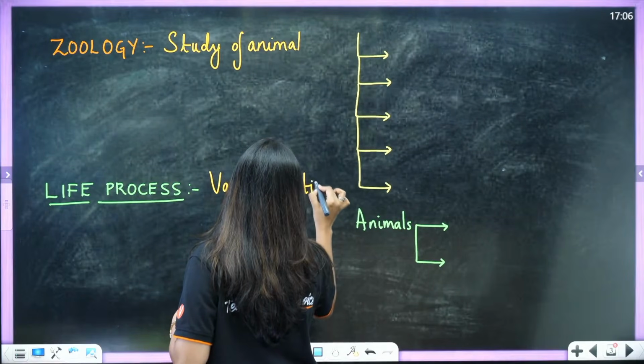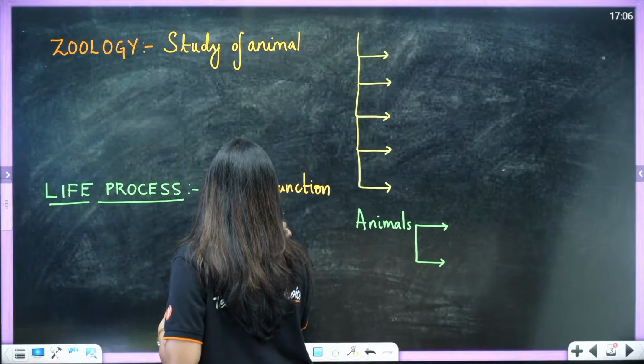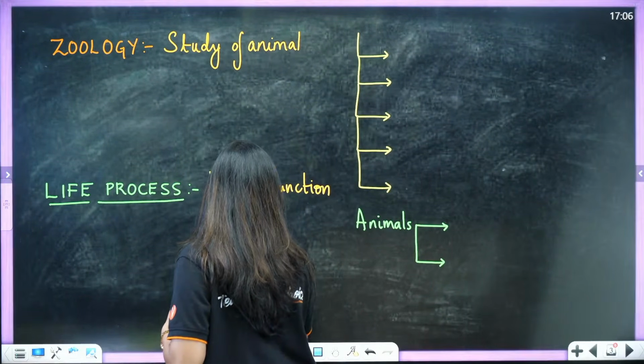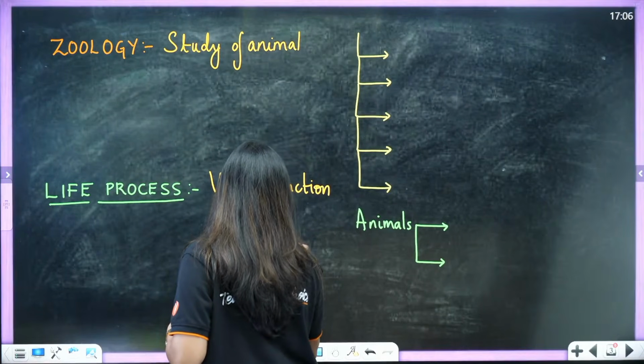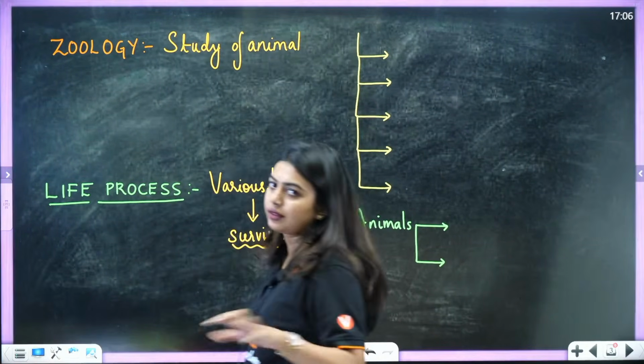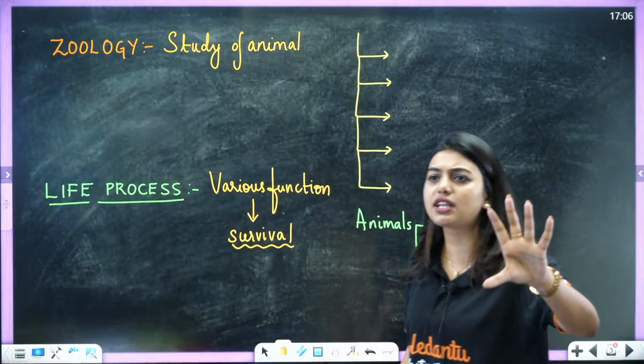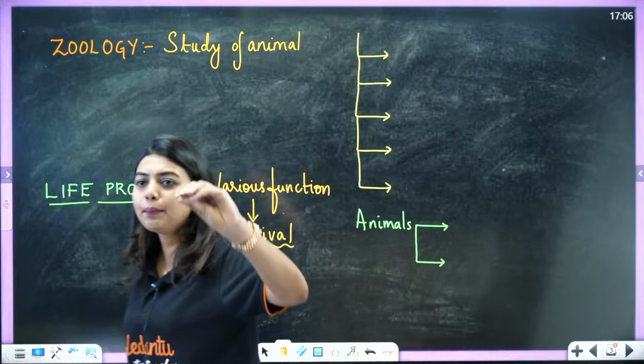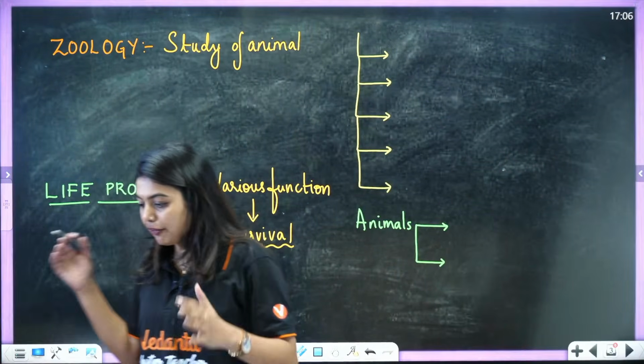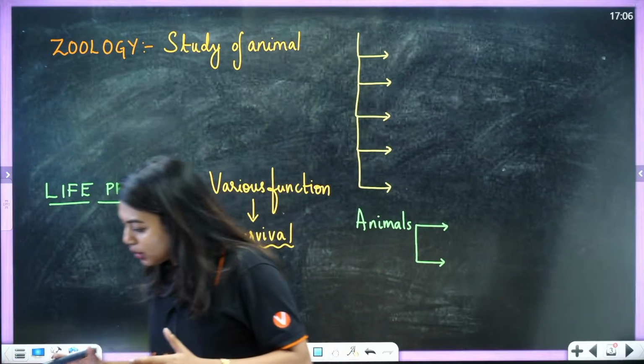Why are they doing this? Simple thing, to survive, for their survival on earth. That's all. This is the simplest definition, right? Simplest definition. That means if I want to do, are you all with me on this?